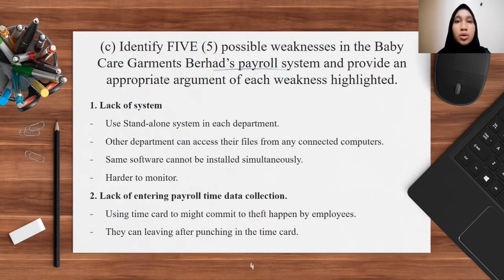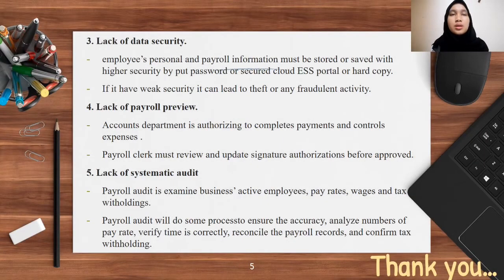Okay, next, number three is lack of data security. The company should store or save the employees' personal and payroll information with higher security by putting a password, using a secure cloud ESS portal, or making a hard copy. If the company is using weak security, it might lead to theft or fraudulent activities happening in the company. Number four is lack of the payroll preview.